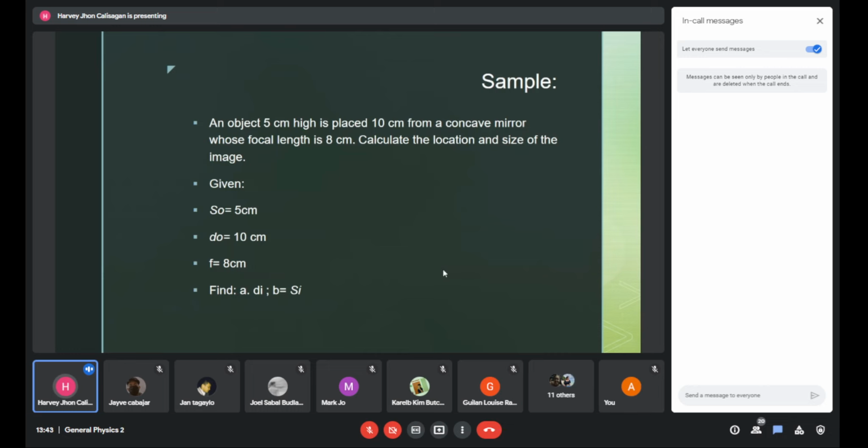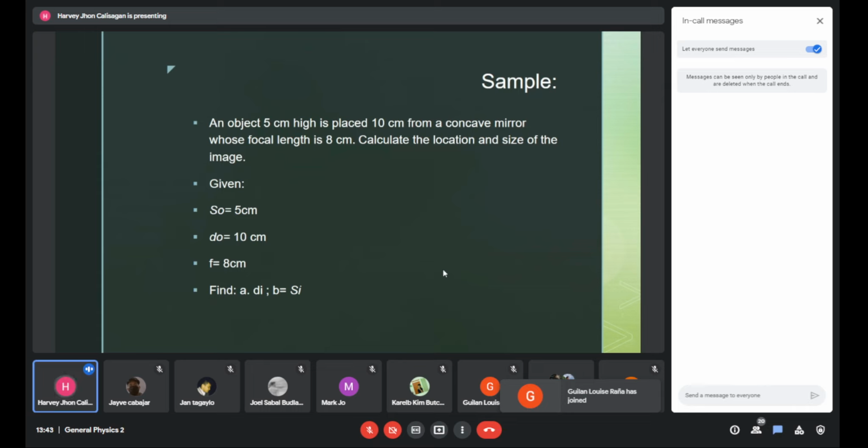How can we apply those equations in a sample problem? So we have here a sample problem. An object which is 5 centimeter high is placed 10 centimeter from a concave mirror whose focal length is 8 centimeter. Calculate the location and the size of the image.